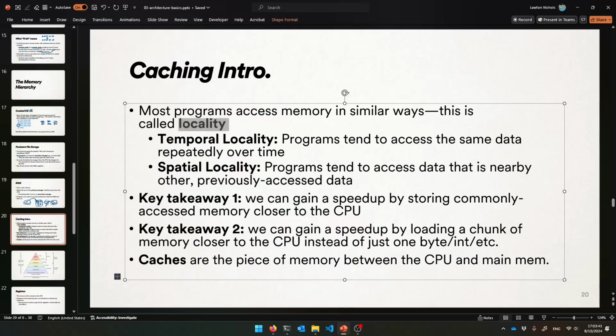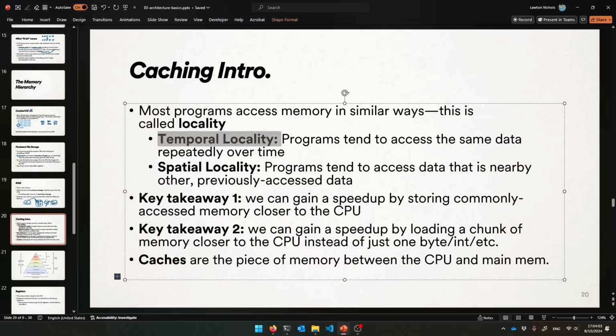Well, we're trying to take advantage of something called locality. A lot of programs, pretty much every program under the sun, accesses memory in a very similar way, in a couple different similar ways, all right? And we call that locality. There's a couple common kinds of locality that caches optimize for, that make programs faster, all right?